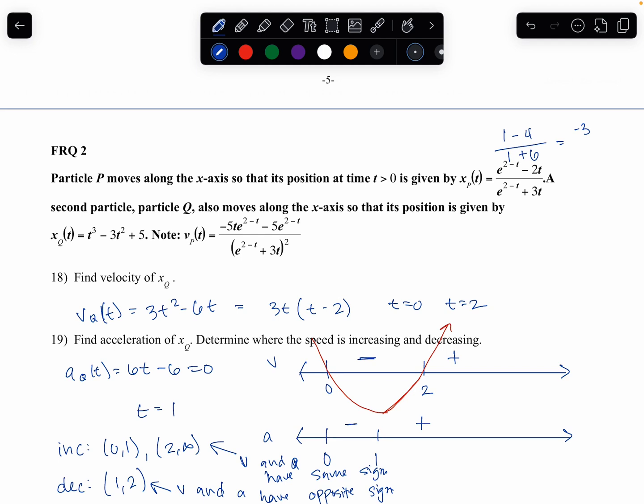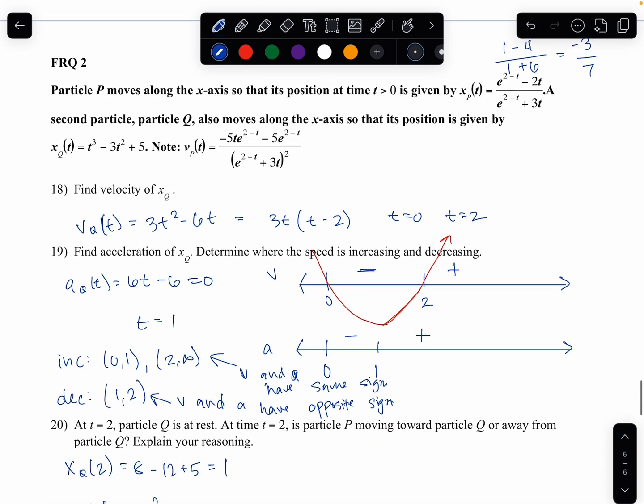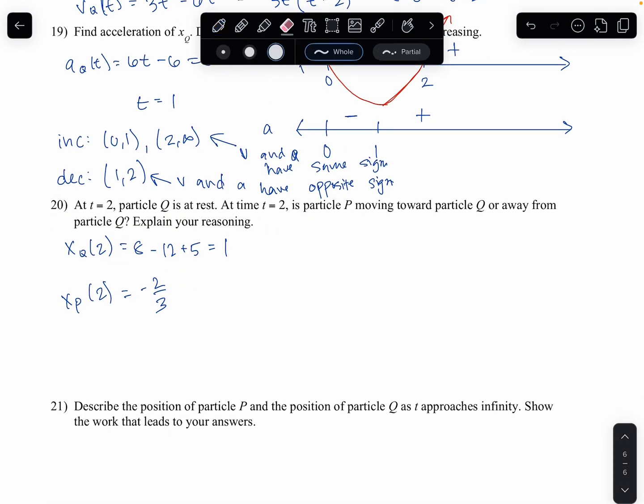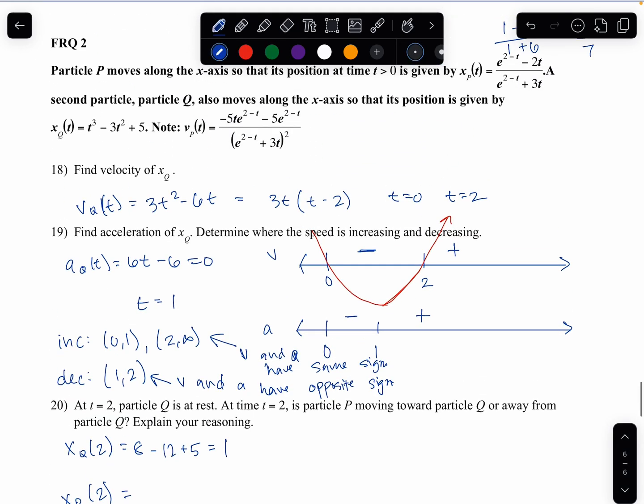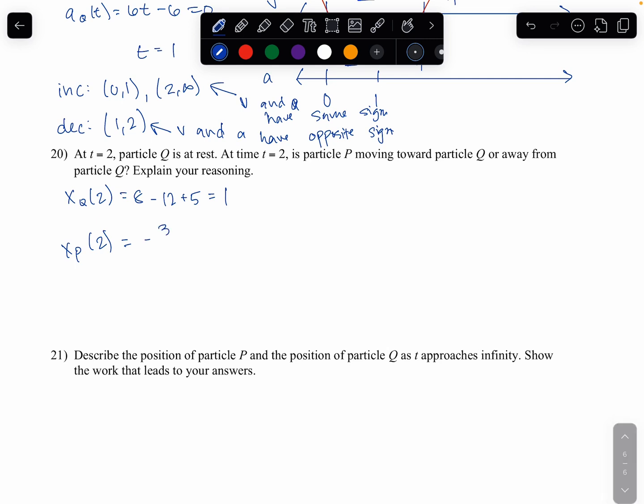E raised to the 2 minus x, and then we're going to do plus 3x, and that's going to be equal, wait, let me go back a second. What was I thinking? I have no idea how I got this. It's equal to 7, and then that's equal to negative 3. Thank goodness for calculators, right? Good thing I always let you guys have them. So negative 3 over 7.